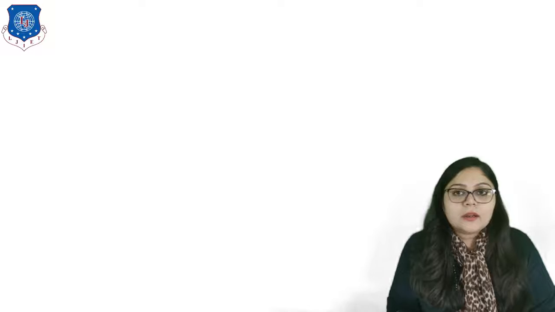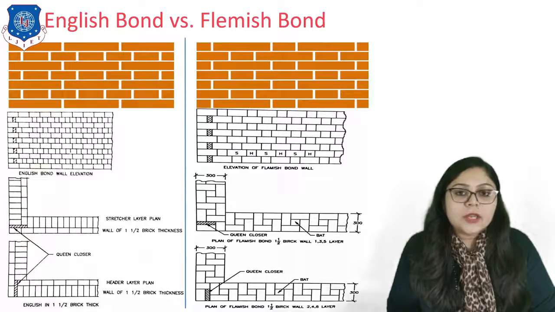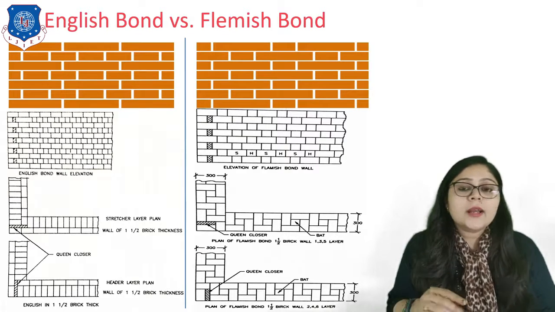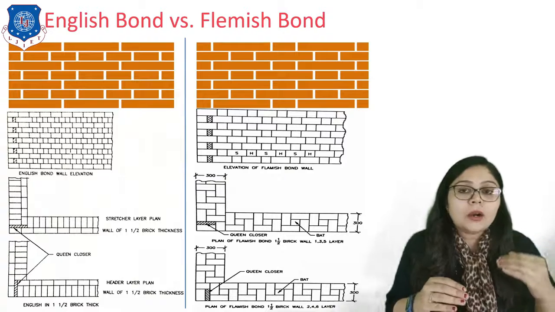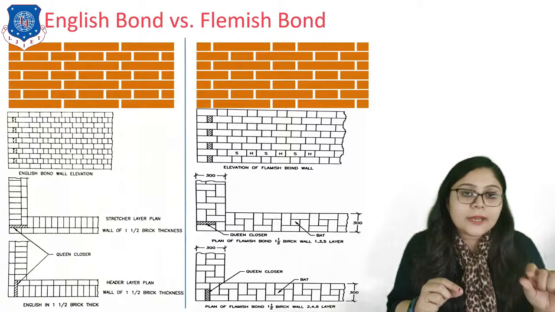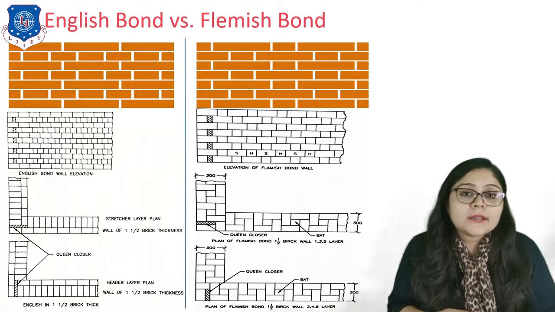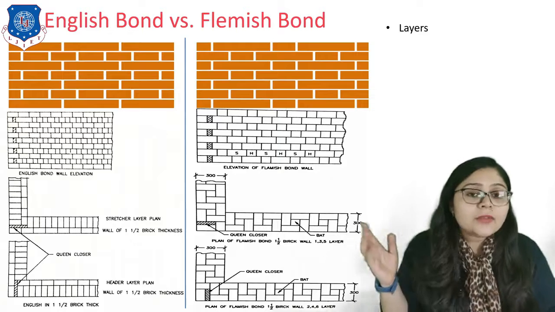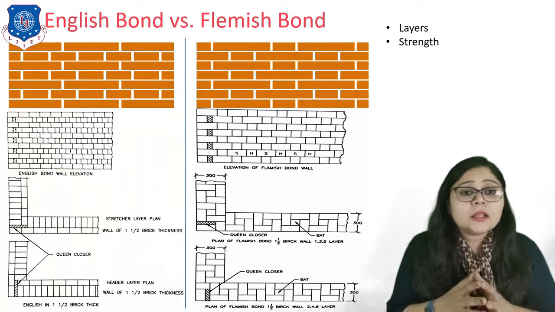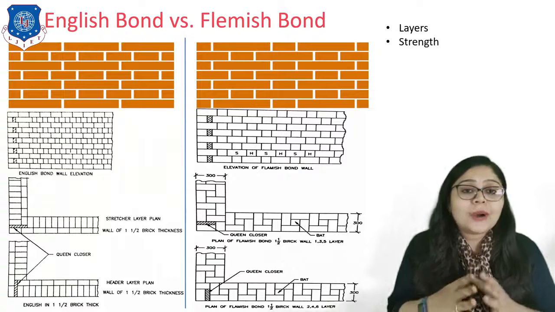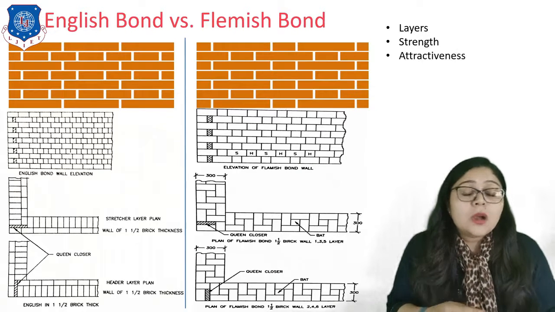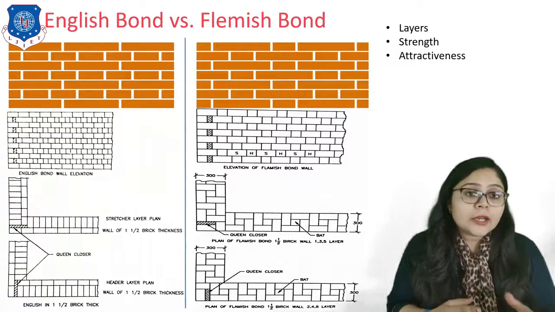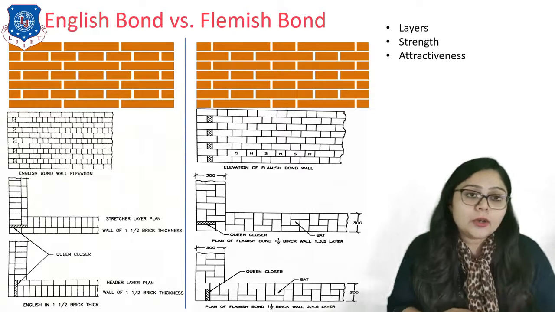Now let's discuss English and Flemish bond difference. Here on screen you can see the arrangements, right? Now what is English bond? It is arrangement of stretcher bond and alternate course having the header course, right? But in the Flemish bond, it is a stretcher and header alternation in a single course, that is clearly visible in this drawing. Second is the strength. So here English bond having quite more strength than the Flemish bond. But what about attractiveness? Here Flemish bond wins because attractiveness is quite high than the English bond.